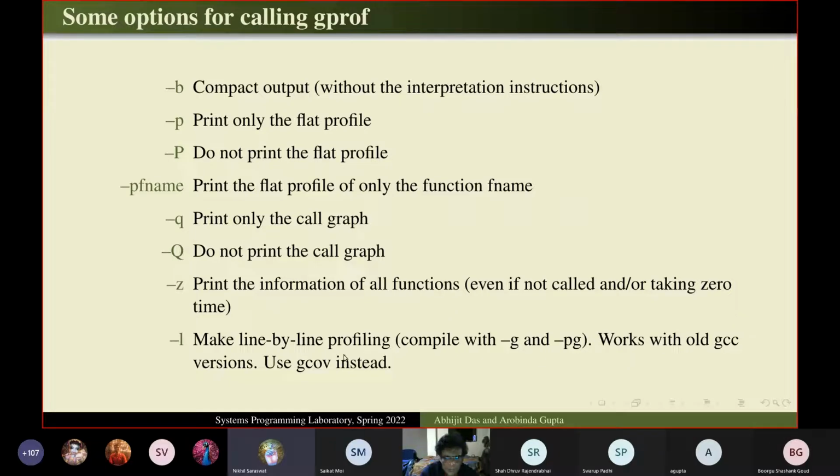sense. If you want to make a line-by-line profiling, so this line is executed this many times, this line is executed this many times, and so on, and took a total of this much time. Okay, if you want that kind of line-by-line profiling with modern GCC compilers, you use GCOV. This is another profiler prepared for line-by-line profiling, but anyway, we will not cover GCOV. So let us stay happy with a function level profiling only, which gprof can do.